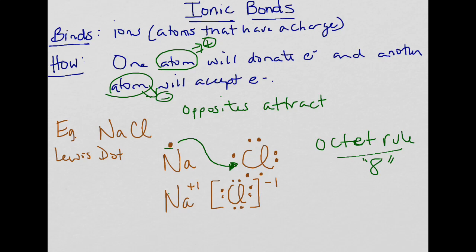Sodium is happy now because his outermost shell is filled. His outermost shell is now his second level, second orbital. And chlorine is happy because it's filled its outermost shell by taking the one from sodium. So that's the Lewis dot structure for sodium chloride. You can see how they donated and accepted, and now we have charges. Because this chlorine has a negative charge and this sodium has a positive charge, they're going to hang out by each other. They will stick together and form that salt.